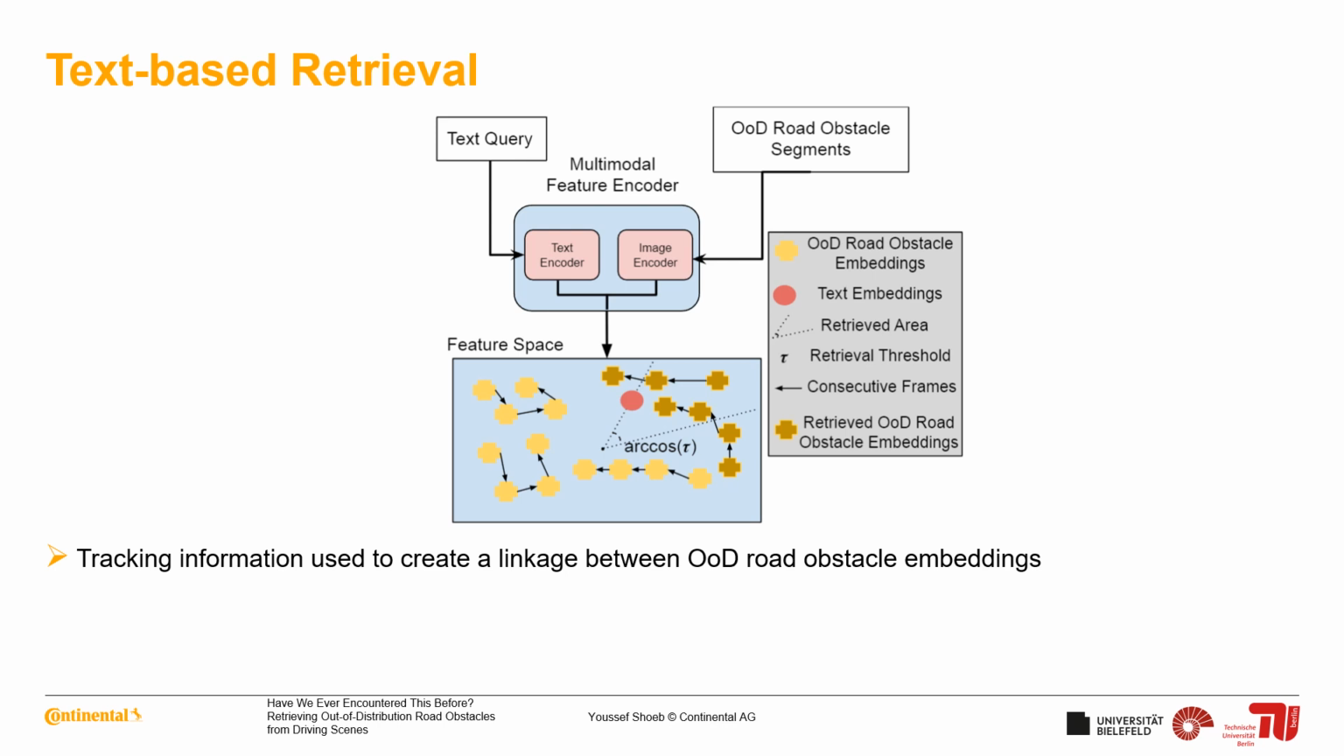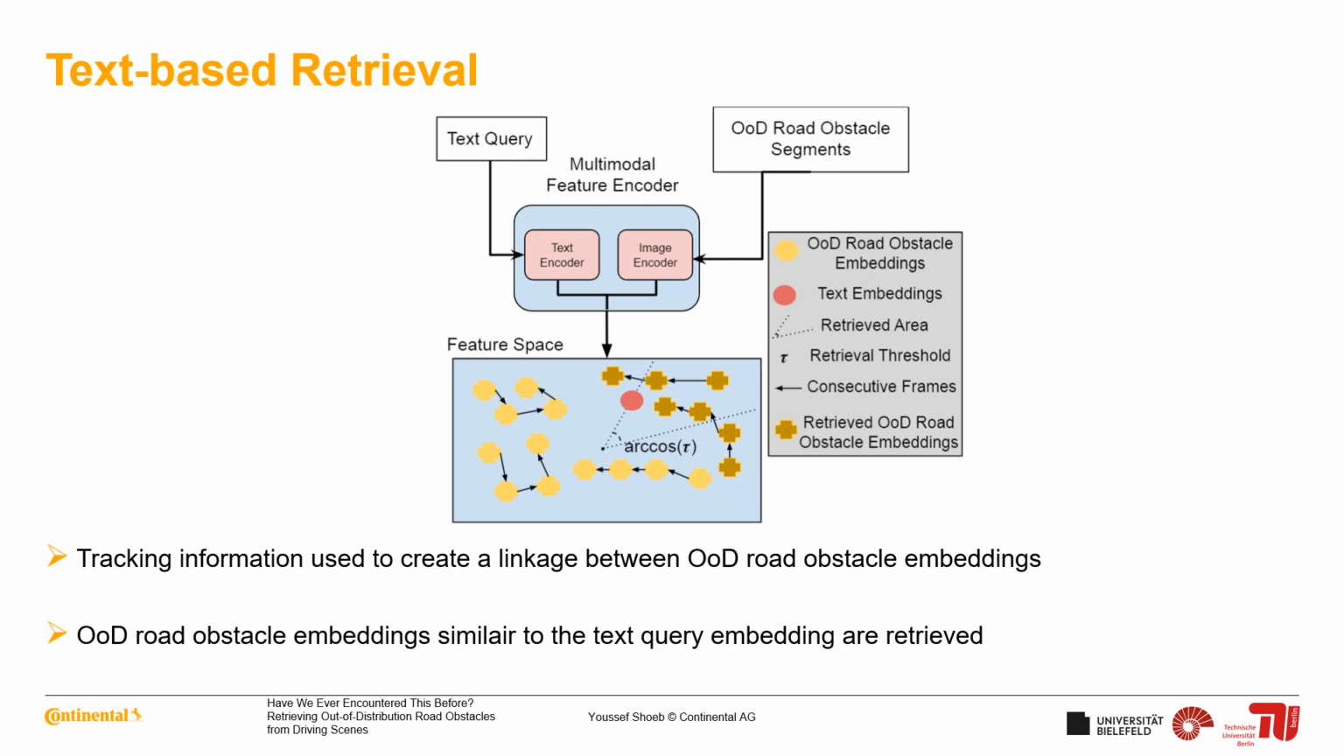Then the user gives in the text query for the segment he's actually searching for. This text query is then embedded into the same feature space, and then any OOD road obstacle embedding that is similar to the text query is then retrieved. And then the entire segment, which has at least one OOD road obstacle embedding retrieved, is considered to be retrieved. And then we get the full OOD road obstacle segments.